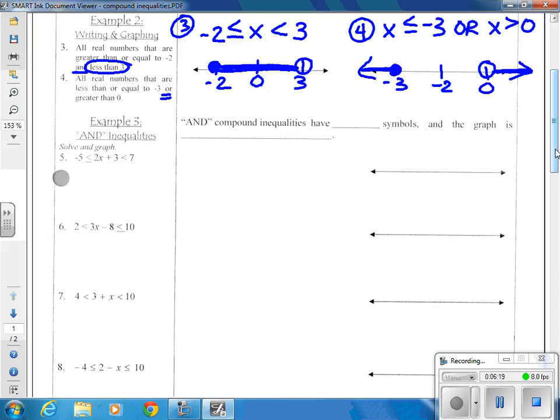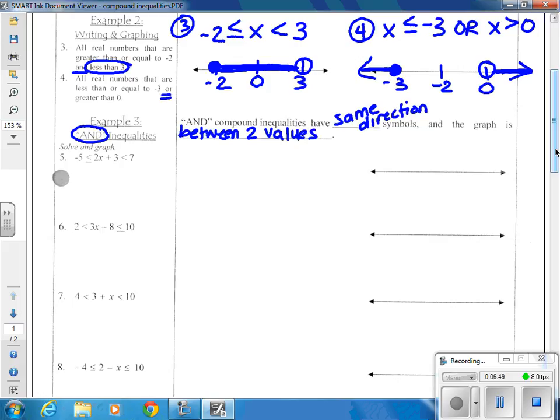Okay, but before we do that, realize that these are all related to the and inequalities, so there are no ors in this one. And compound inequalities have same direction symbols. In other words, they have to point in the same direction. If they don't, then it's not truly an and problem. And the graph is between two values, which is what you've already seen me demonstrate and go over above.